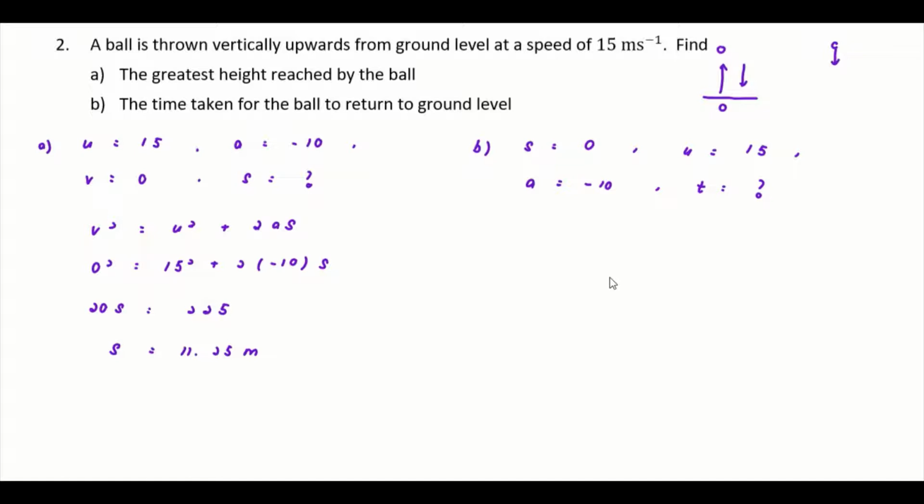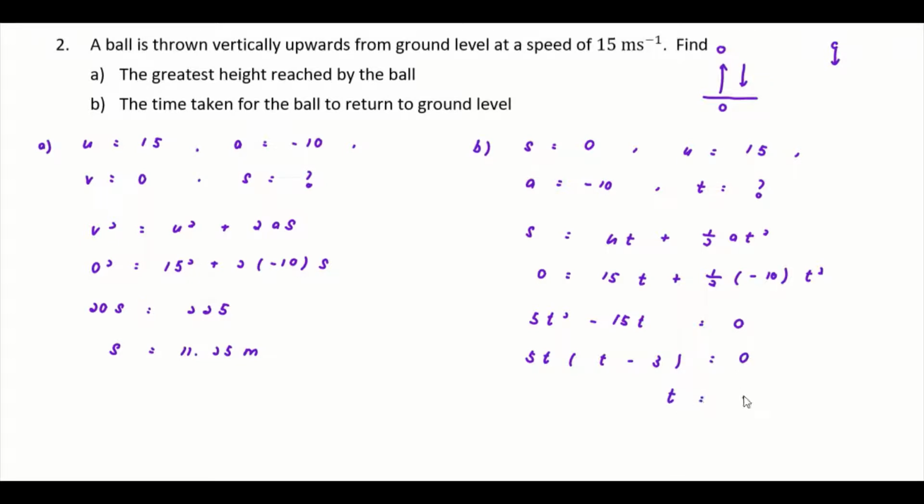We need s, a, u, and t, so we can use the formula s equals ut plus 1 over 2 at squared. Substitute: 0 equals 15t plus 1 over 2 times negative 10 t squared, so 15t minus 5t squared. You are still getting a quadratic equation equal to 0. Now we can try to factorize it. Take out 5t and I have 3 minus t inside. So I have t equals 0 and also t equals 3. From here, which is my answer?